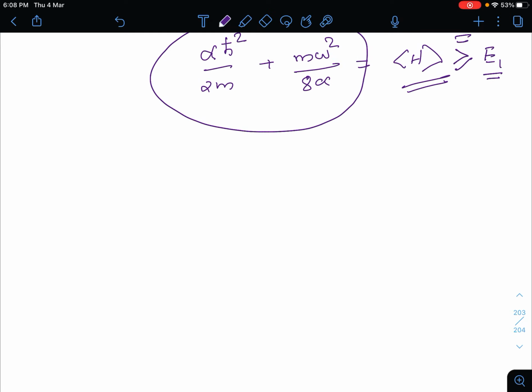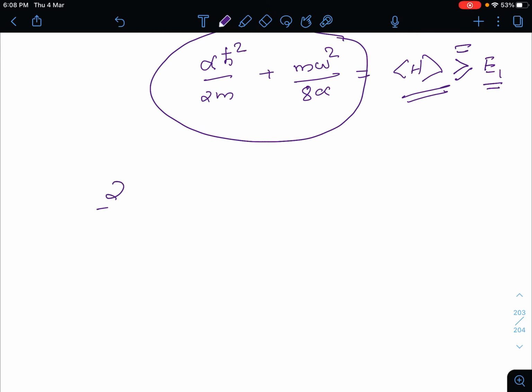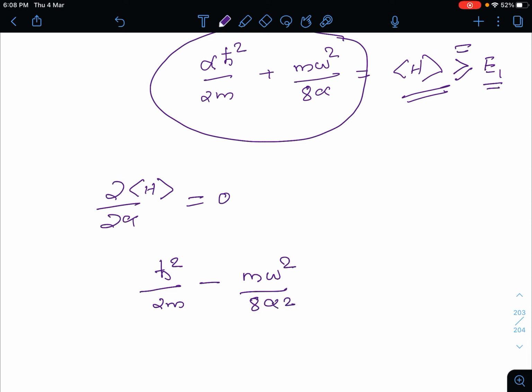So let's take dou by dou alpha of expectation value of h, make it into 0. So that becomes h cross square by 2m minus m omega square by 8 alpha square, and that becomes 0.